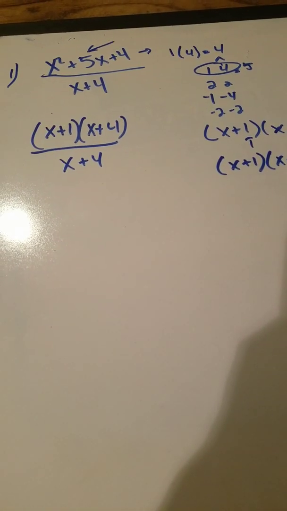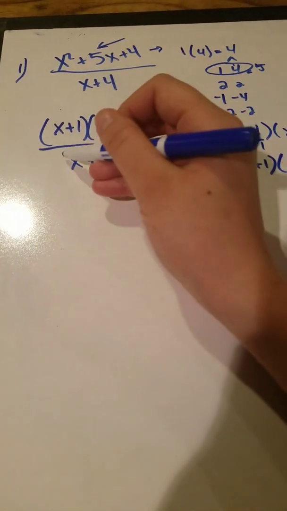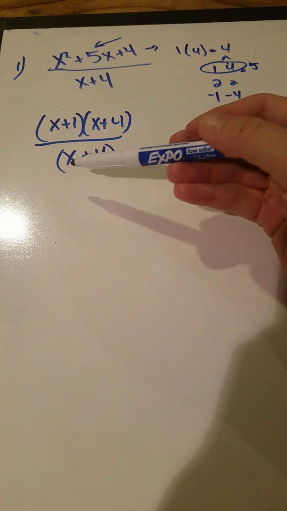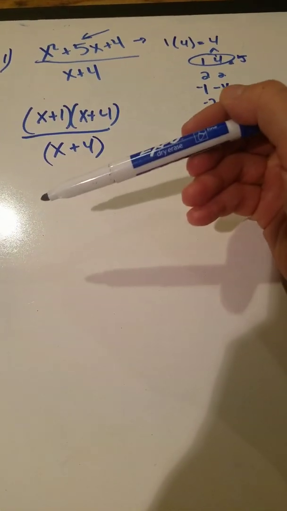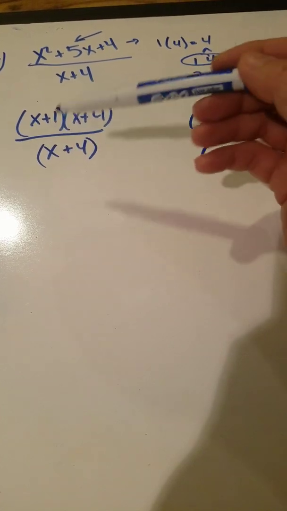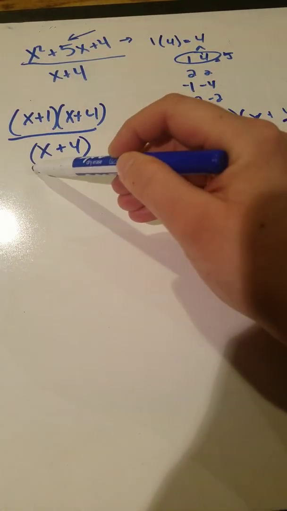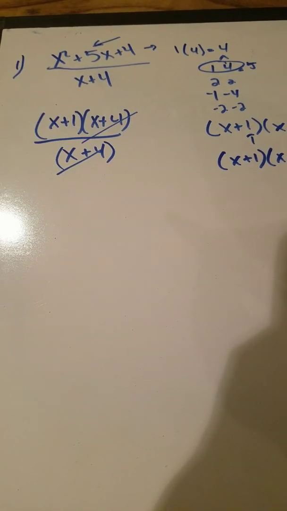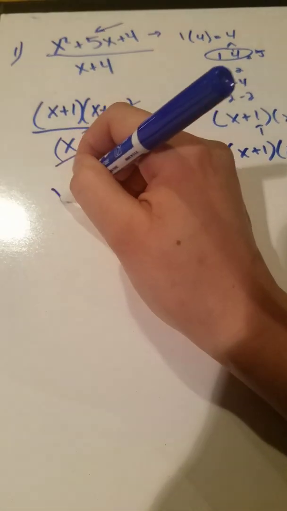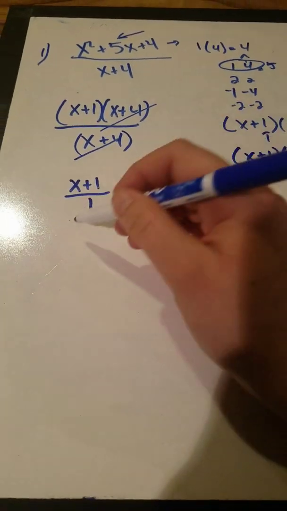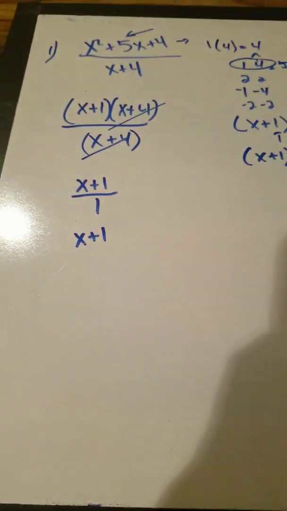Then we're going to look for what's in common. If it's just one term on the bottom, we can put parentheses around it. You can only cross out after you have factored, when the terms are being multiplied. You can see x plus 4 and x plus 4 are the same, so they are going to reduce out to 1. We're going to be left with x plus 1 over 1. Do we really need the over 1? No, so we end up with x plus 1.